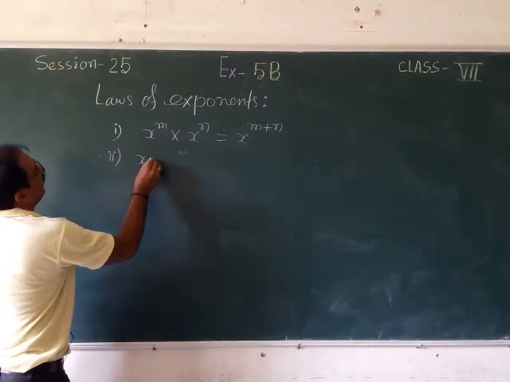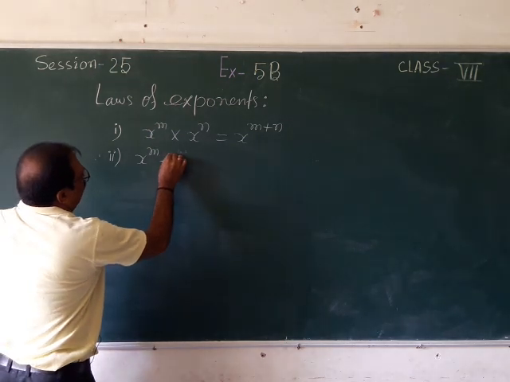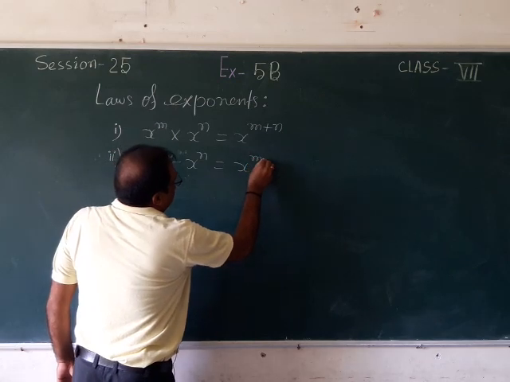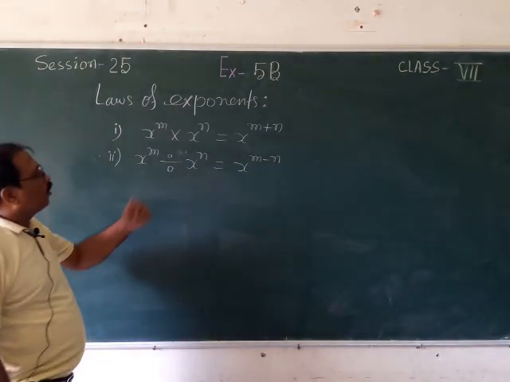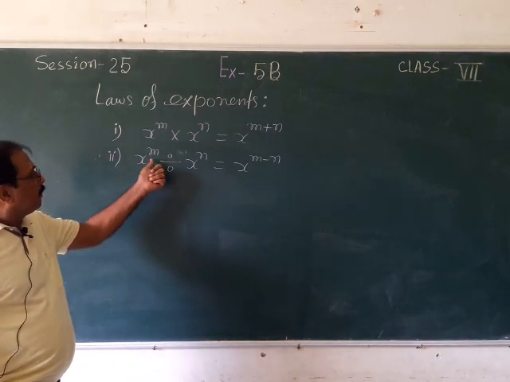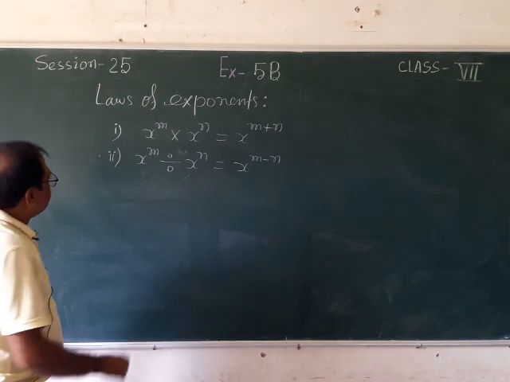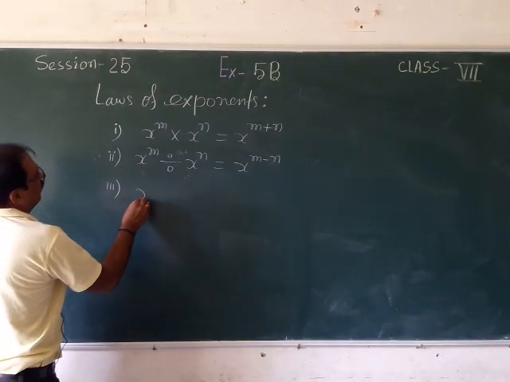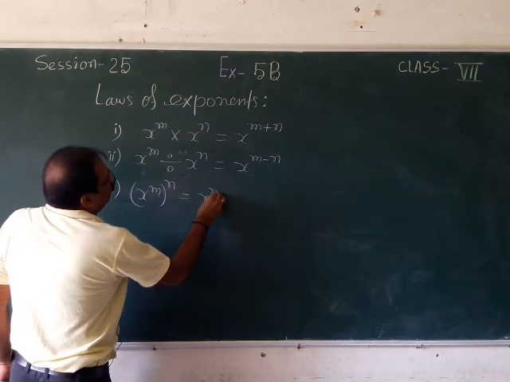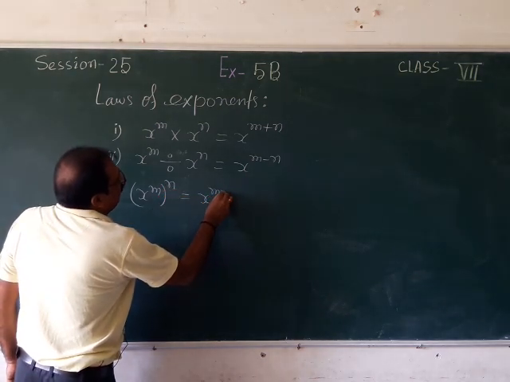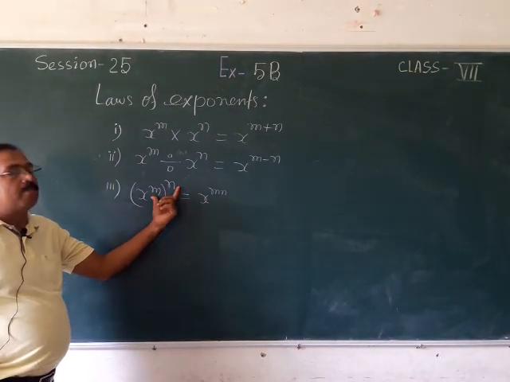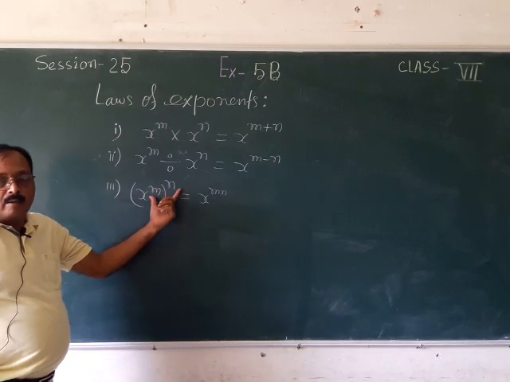And second, if x to the power m is divided by x to the power n, it can be written as x to the power m minus n. Here the meaning of this is that if bases are the same, in case of division powers are subtracted. And the third law is x to the power m to the power n, that means x to the power m into n, that is mn. Mn means m into n, that means power to the power is multiplied.